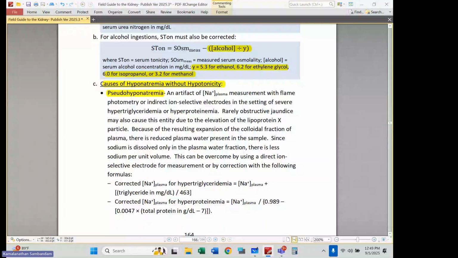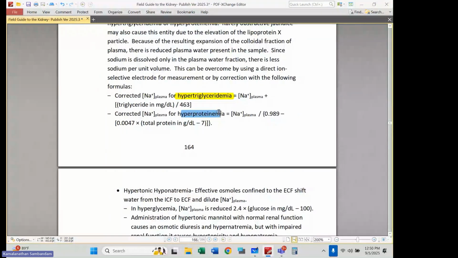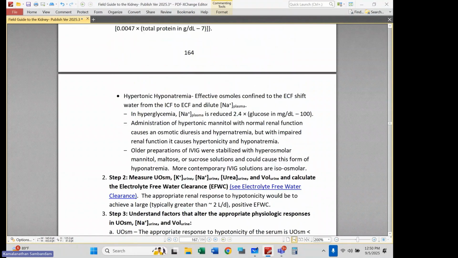Here are some formulas that you can use to correct for hypertriglyceridemia or hyperproteinemia. If you want to correct that reported plasma sodium concentration, here's how you can do it. Okay, formulas I've given to you.